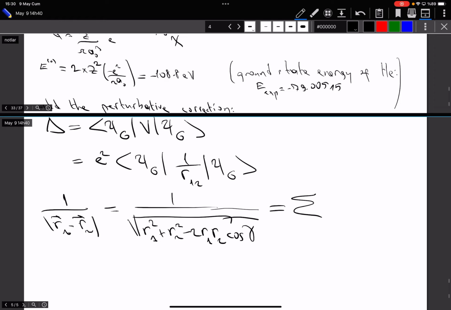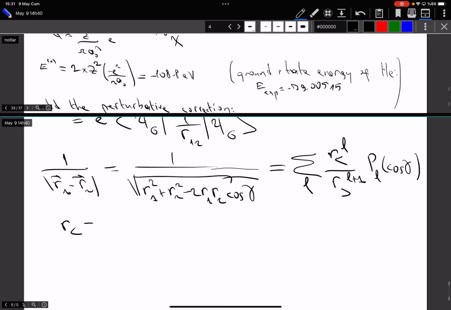This is equal to the sum over all L of the smaller among R1 and R2 to the L, divided by the larger one among R1 and R2 to the L plus 1, Legendre polynomial of cosine gamma. In fact, that factor on the left is called the generating function of Legendre polynomials. You just make a Taylor expansion in R small over R large. Well, R small is equal to the minimum of R1 and R2. R large is the maximum.